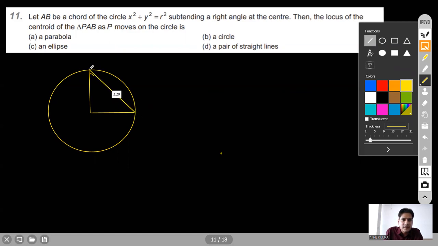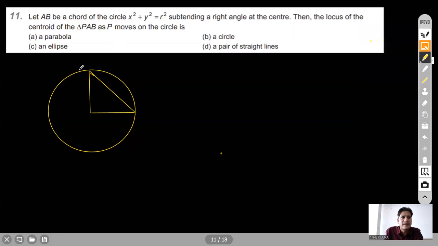This is subtending a right angle at the center. And P, then the locus of the centroid of triangle PAB as P moves on the circle is... Okay, so let me take one point P here. Let me name it first. AB is a chord. This is the chord AB.